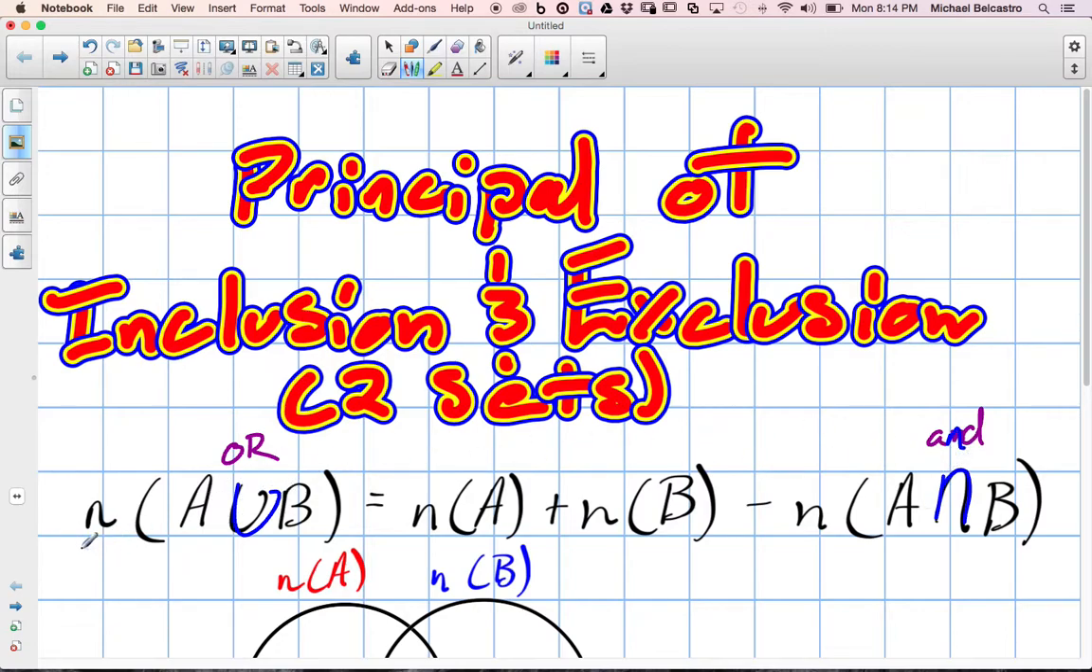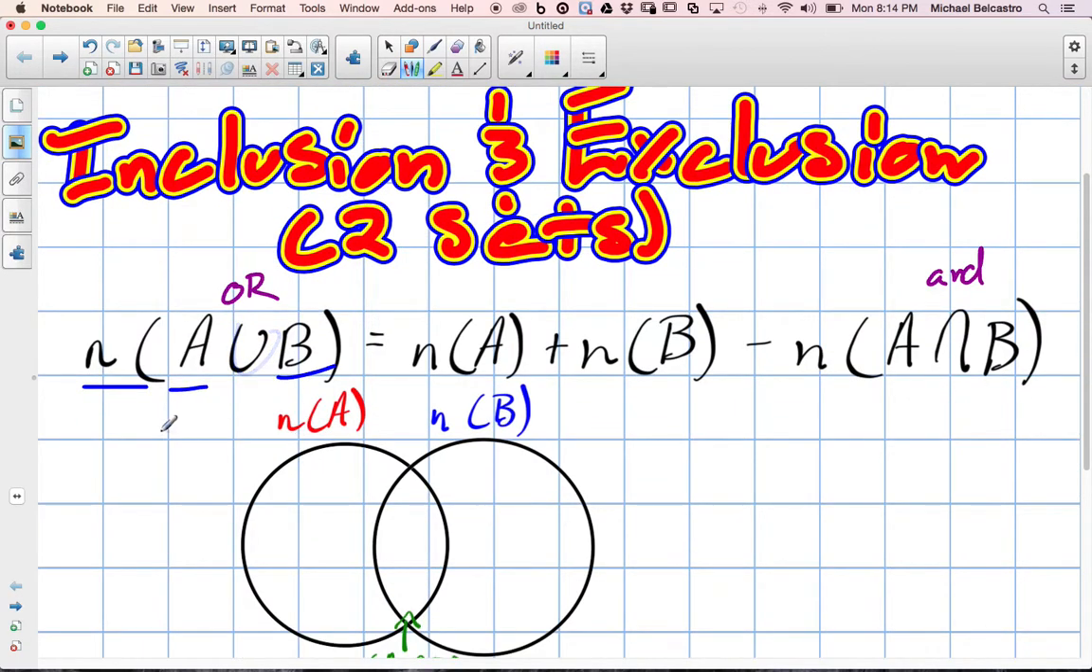And what it's saying is the number of items in set A or set B. And what that's equal to is the number of items in set A plus the number of items in set B, subtract the items that are in both, so in A and B. And that is so we don't double count things.